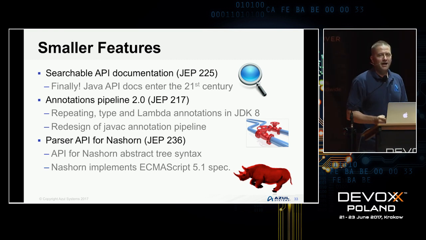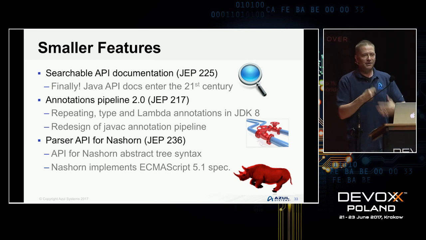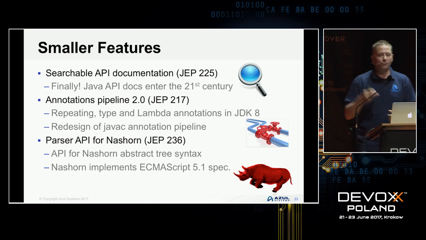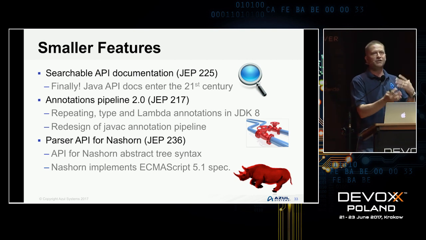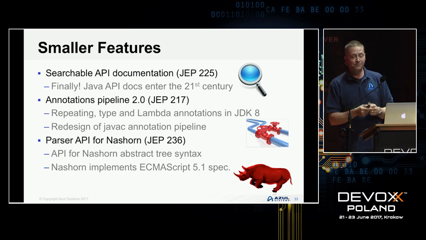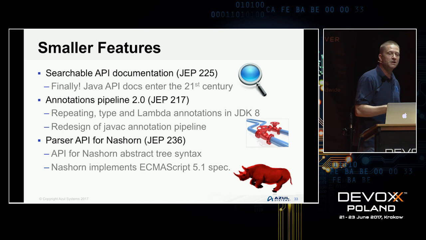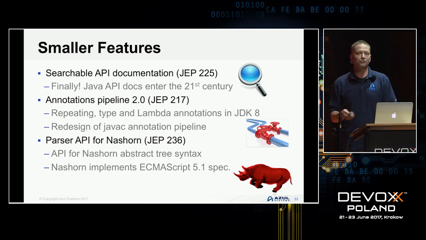Annotations pipeline. That's been reworked so that we have the ability, because we had the ability to do repeating annotations, lambda annotations and things like that. So it's really a redesign of how the annotation pipeline works. From a developer perspective, it doesn't make any difference. There's now a parser API for Nashorn, so if you're doing JavaScript and you want to do some parsing of that, then there's an API for that.